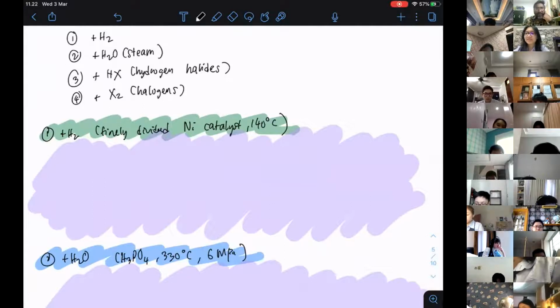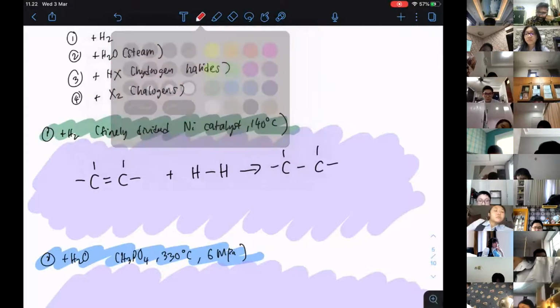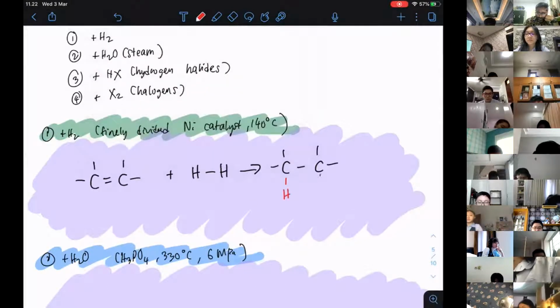Okay, so the conditions, when you are reacting, let's say I'm going to react ethene with hydrogen. I'm just going to write it in this way. Hydrogen, I'm going to represent it this way. And what is going to happen? The double bond is going to be broken, and this bond is going to be replaced by one hydrogen here, one hydrogen over there. Okay, this is going to be addition reaction with H2.